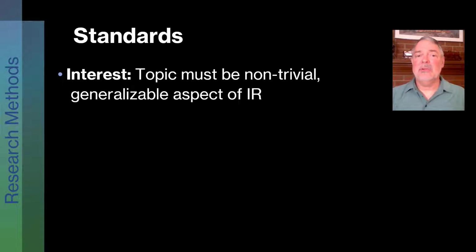Now, when we do research, there are standards of research, and there's nothing authoritative, and people may put this differently, but the way I look at it, first, interest. Your topic must be a non-trivial, generalizable aspect of international relations, if international relations is what you're doing. If you're more generally in political science, it's your field. It has to be germane to your field. Non-trivial, it can't be just a minor thing. And we generally like it to be generalizable. When we look at an event, we very often think, okay, what is this a category of? So if we're looking at the Arab Spring, what is this a category of? Insurgency, revolution, authoritarian transition to democracy. What are we talking about here? So that's the first thing.